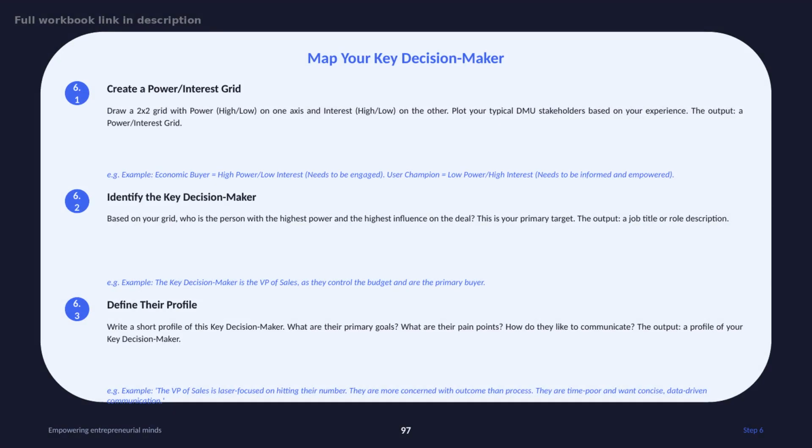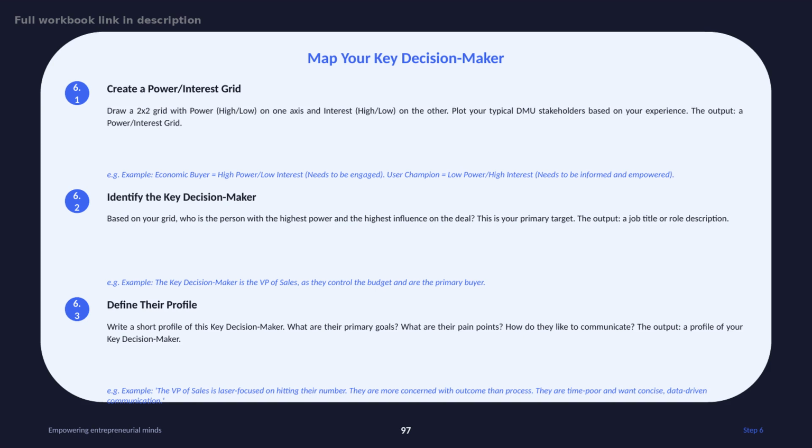Back in Lesson 2, you built a DMU map naming every stakeholder in a real deal. Now we're going to plot those same people on a grid that tells you who actually matters most. Draw a 2x2 grid, power on one axis, high or low, interest on the other. Plot your typical DMU stakeholders on it based on real experience, like an economic buyer who's high power but often low interest, versus a user champion who's low power but high interest. Based on that grid, identify the person with both the highest power and the highest influence on the deal. That's your key decision maker.